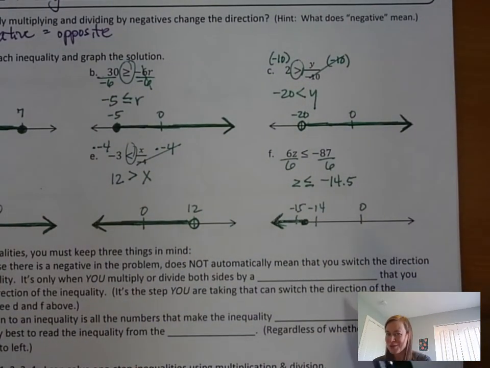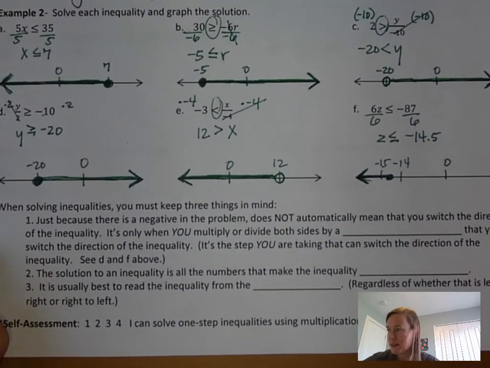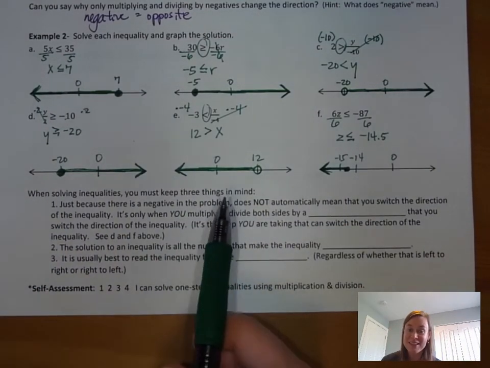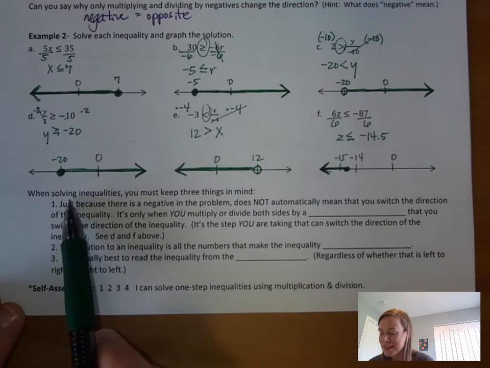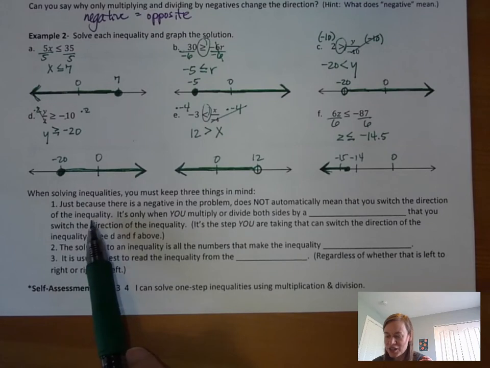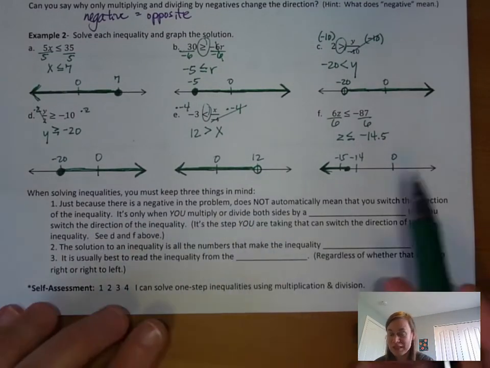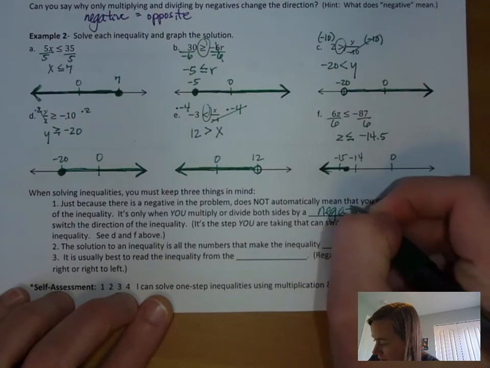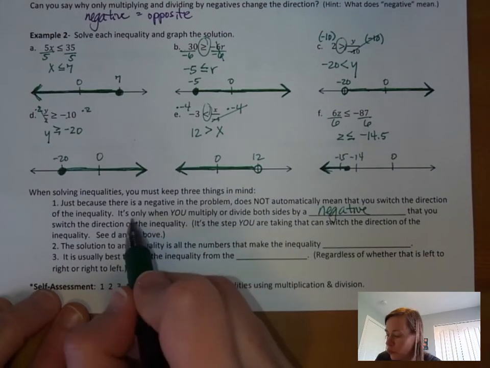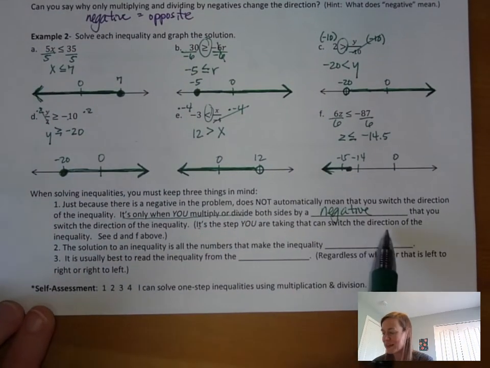Okay, and those were our examples. Let's go over a few little rules down here, little guidelines. It says, when solving inequalities, you must keep 3 things in mind. These are really good tips, especially number 1. Just because there is a negative in the problem does not automatically mean that you switch the direction of the inequality. It's only when you multiply or divide both sides by a negative that you switch the direction of the inequality, okay? It's only when you are doing it to the problem. It's the step you are taking that can switch the direction of the inequality.